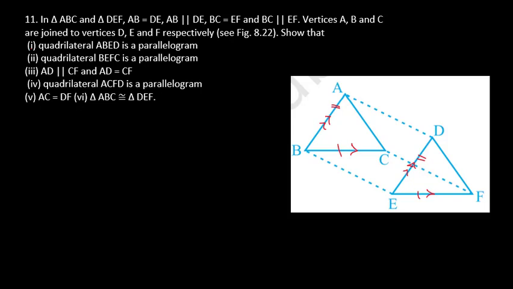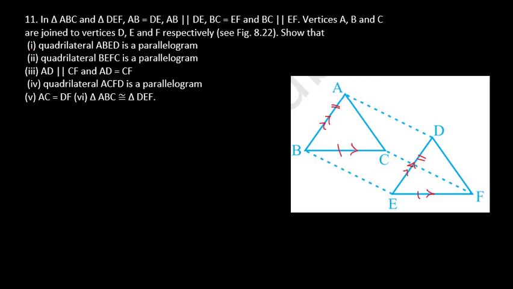So we have learned that in a quadrilateral, if one pair of opposite sides is parallel and equal, then it is a parallelogram. So you can see here, it is already given in the problem that AB and DE are parallel as well as equal in length. Therefore, I will say that ABED is a parallelogram. And in the same way, we can say that quadrilateral BEFC is also a parallelogram.